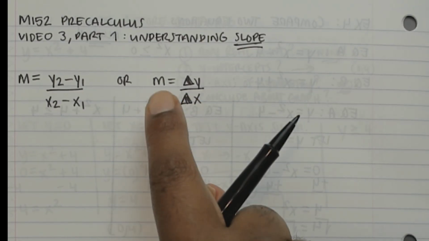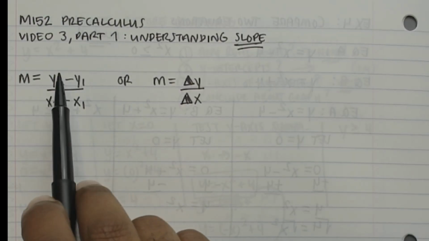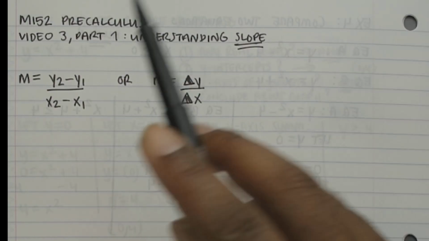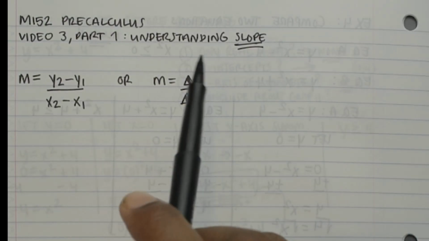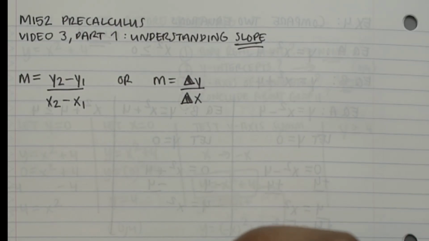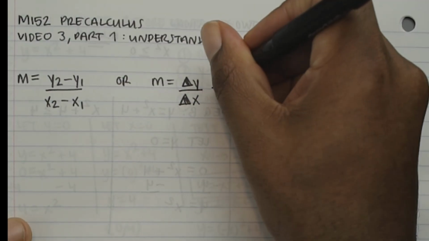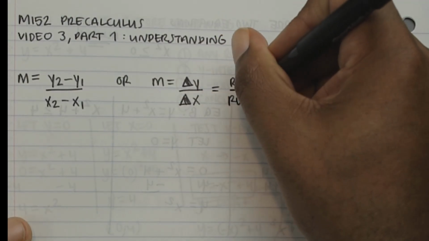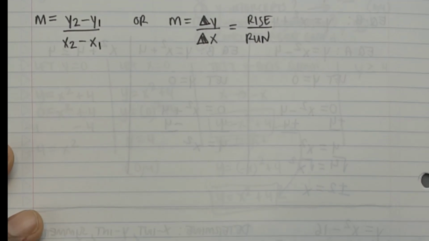So the symbol m represents the slope. The numerator measures the vertical change, right? Because the y-axis is up and down. And the denominator represents the horizontal change, right? Left to right. Now, you may also hear this described as rise over run. So let's begin looking at some examples.